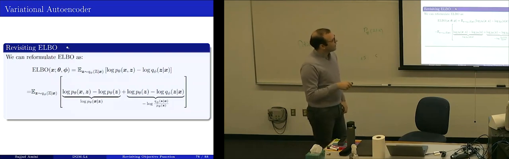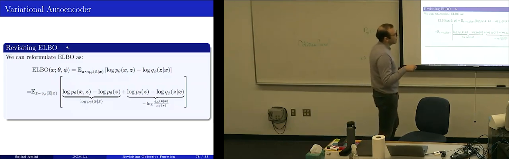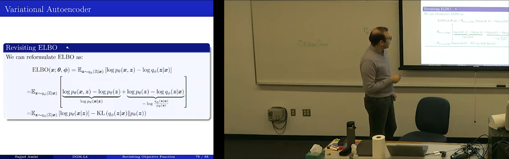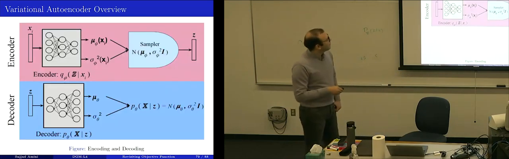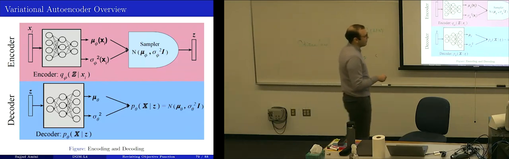But if you reformulate this term by adding and subtracting log of p theta of z, we reach a very interesting reformulation. These two terms lead to the likelihood of the observed data given the latent, and also these two terms result in a KL divergence between the approximate posterior and prior. We talked about the first term, and we review that again, but the second term is also interesting, which we talked about today.